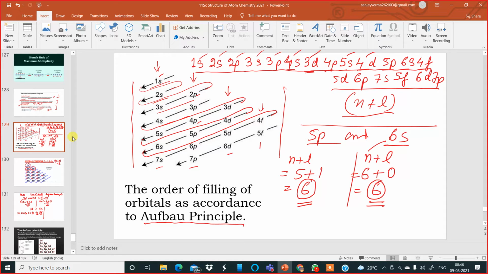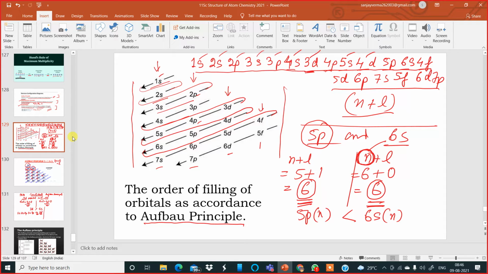Now, whenever such a situation arises, when the value of n plus l is the same in both cases, then you must compare what? You must compare the principal quantum number. Are you getting it? The principal quantum number for the 6s orbital is greater than the principal quantum number of the 5p orbital. Just check. Are you satisfied with this answer?